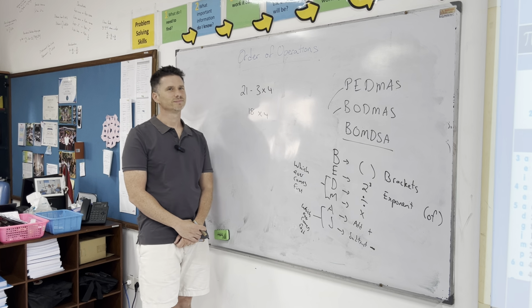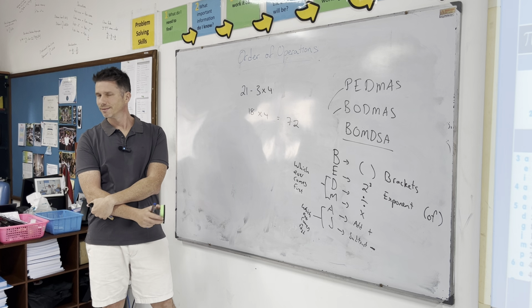Harry? Well, since 3 times 4, the multiplication, has to go first, you'd have to do minus the multiplication that has already been done. Okay, I think I see where you're coming from. We've got to think back to what multiplication is. What is multiplication?